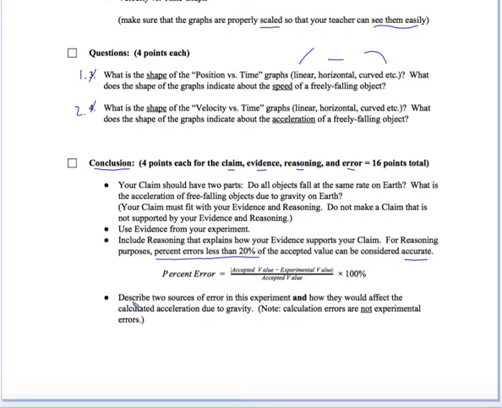And then the last part you need in the conclusion is the errors, the source of error, and how they would affect the calculated acceleration due to gravity. So that's really saying, you know, why didn't we get negative 9.8 meters per second squared exactly? If you can think of what happened in the lab that would make our numbers different from negative 9.8 meters per second squared, then that's going to be an error.